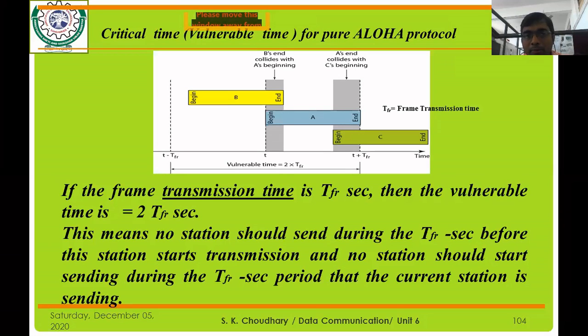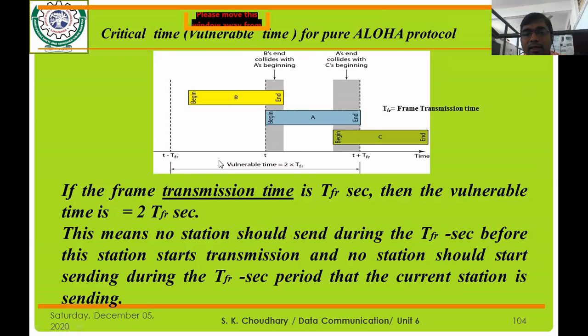So if we look at the diagram, at the time T minus T frame, after some amount of time between this T minus T frame and T, station B would start to begin its frame, but before the end of this frame duration, another station A would start to send. So what happens at the time T is that B's end collides with A's beginning. Similarly for A and C, so there will be a wastage of data and a wastage of time also.